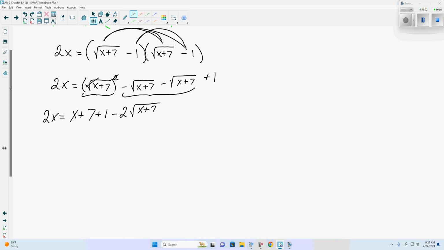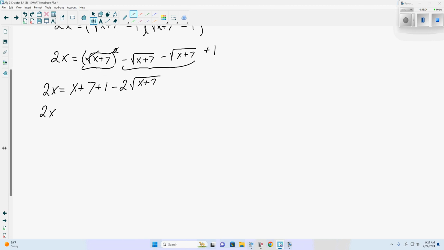Well, we could have done this in one step. Our last like term is the plus 1. 7 and 1 would be 8. We could have skipped that and just gone x plus 8 minus 2 square root of x plus 7. I just wanted to do it as those two steps so we could see, one, that the radical reduced to x plus 7. Then we added 1 to it. Does that make sense? Okay.